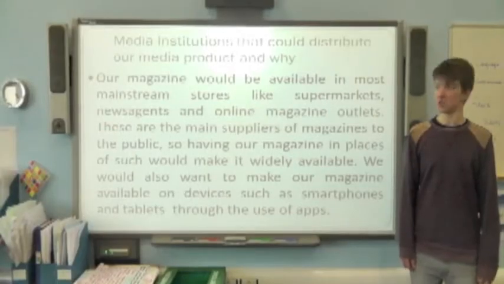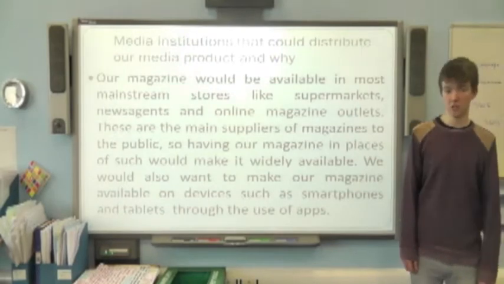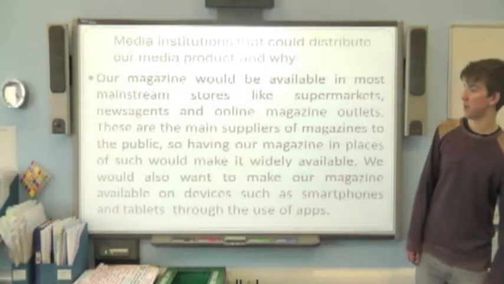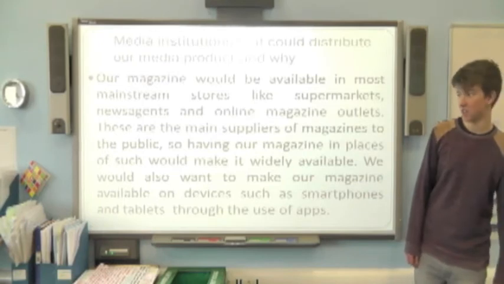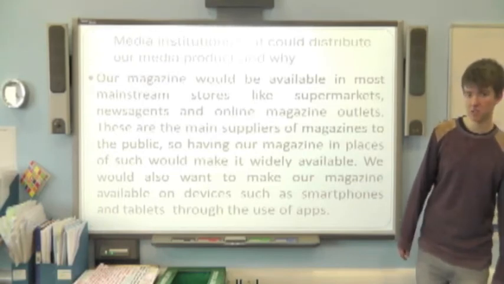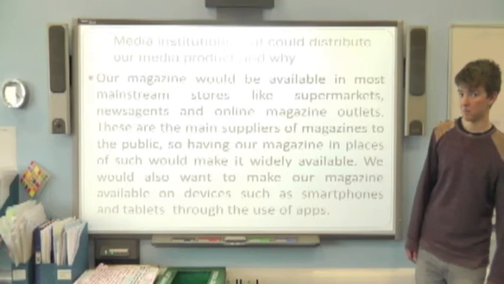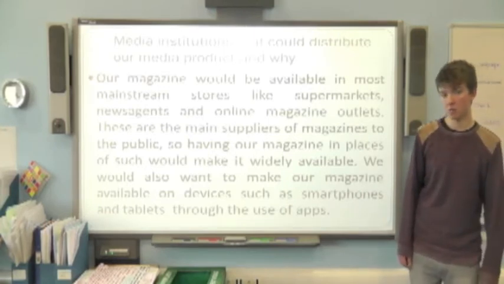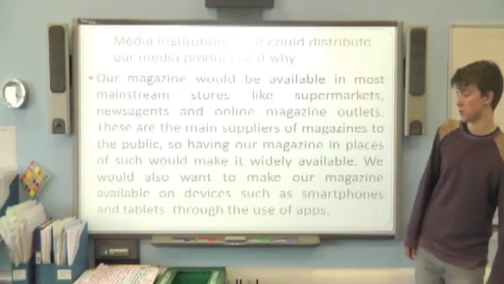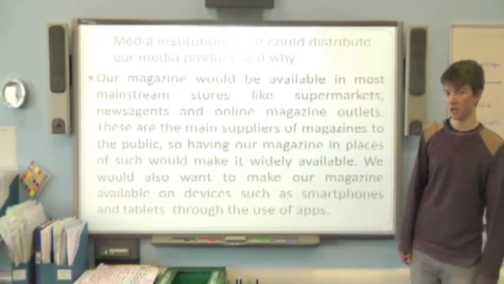Media institutions that would distribute our media product and why. Our magazine would be available in most mainstream stores like supermarkets, newsagents and online retailers. These are the main suppliers of magazines, so it makes sense for a magazine to be available in these places. We would also make it widely available on technology through the use of apps on tablets and phones due to the rising market in that area.